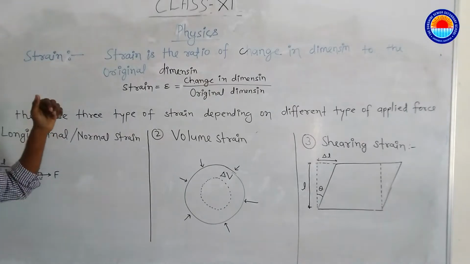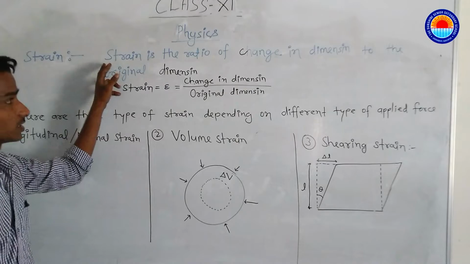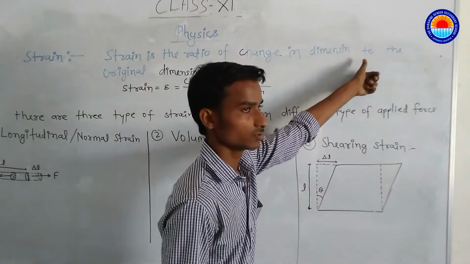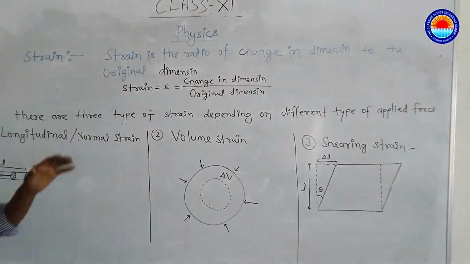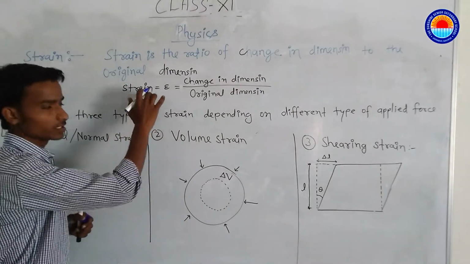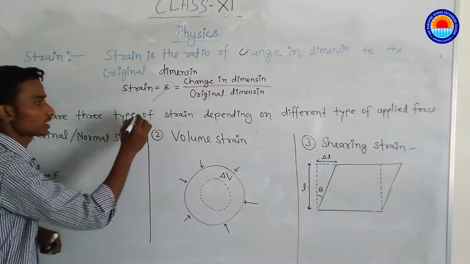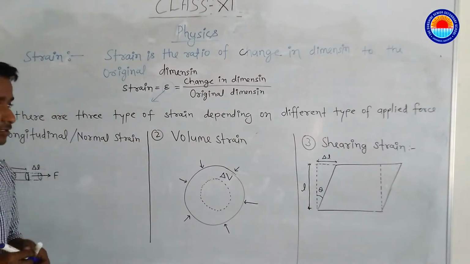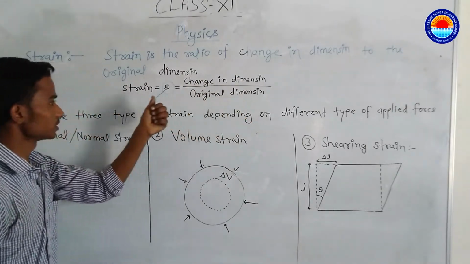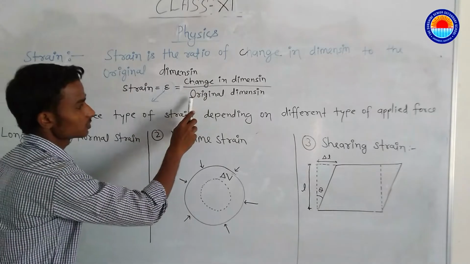In this lecture, the topic is strain. Simply, strain is the ratio of change in dimension to the original dimension. Here we can write strain. Strain in the NCERT book is denoted by epsilon. Change in dimension to the original dimension is equal to the strain.